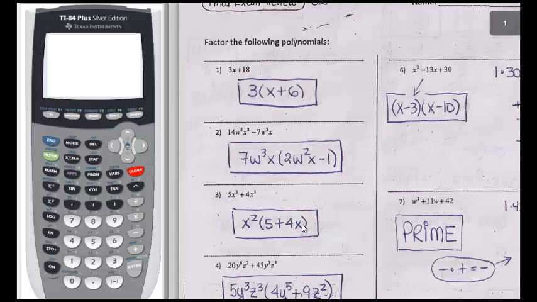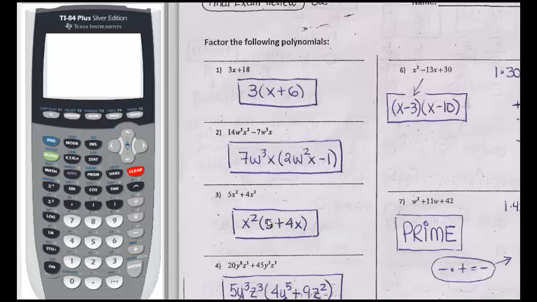On the next problem, I have 5x squared plus 4x cubed. There's no number that goes into 5 and 4 other than 1. And for the letter, I can factor x to the 2nd. So that's why I write x to the 2nd here on the outside. And then I do the division. 5x squared divided by x squared is 5. 4x cubed divided by x squared is 4x.